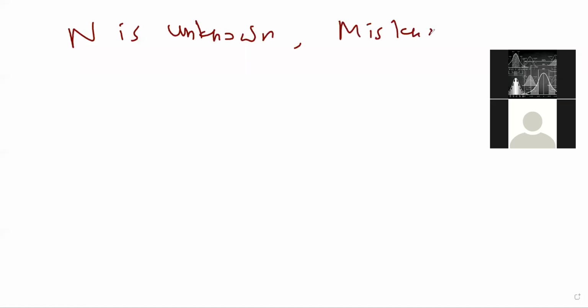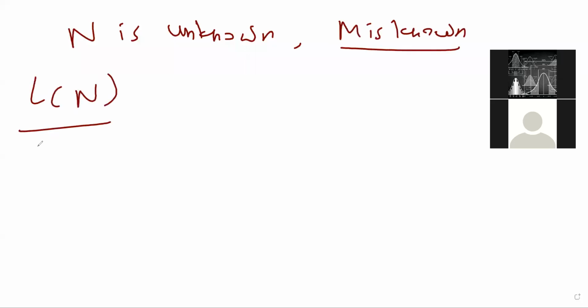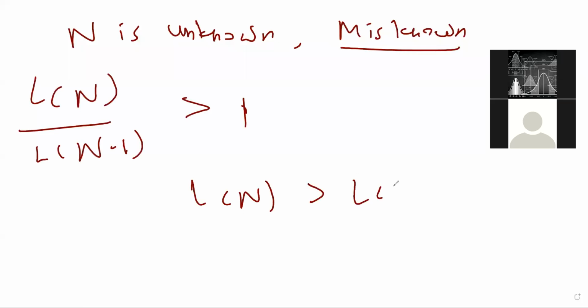So here, what we are going to do is, suppose I am finding for n. So n is unknown, and we are taking m is known. In this case, we have to find the MLE. So what we are going to do is L(n) upon L(n-1). We are going to find such n where this is happening. Then L of n should be greater than L of n minus 1. So for this n, this likelihood will be greater, okay?